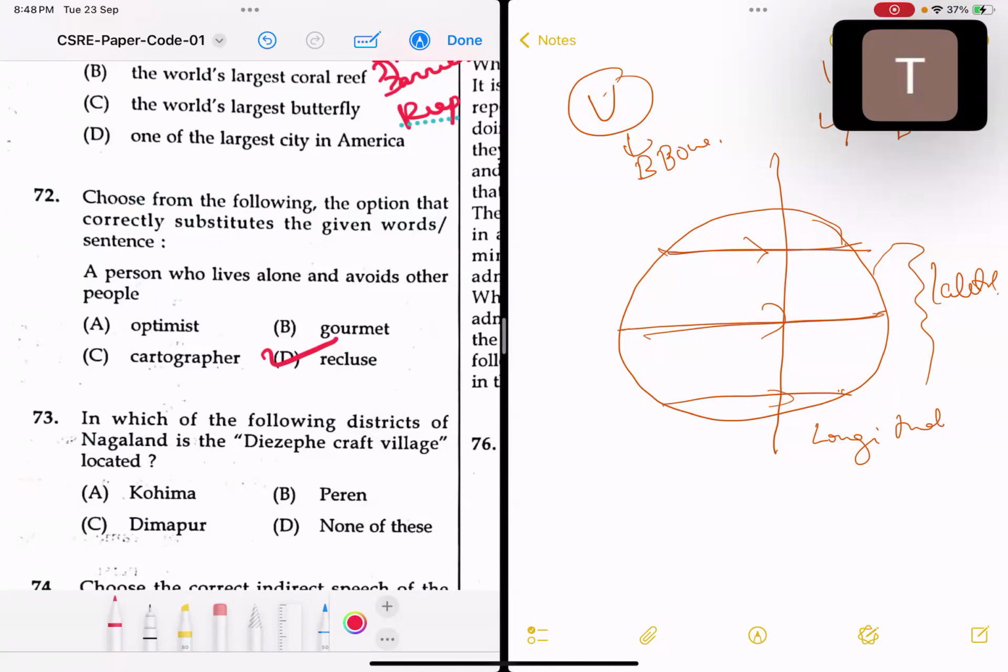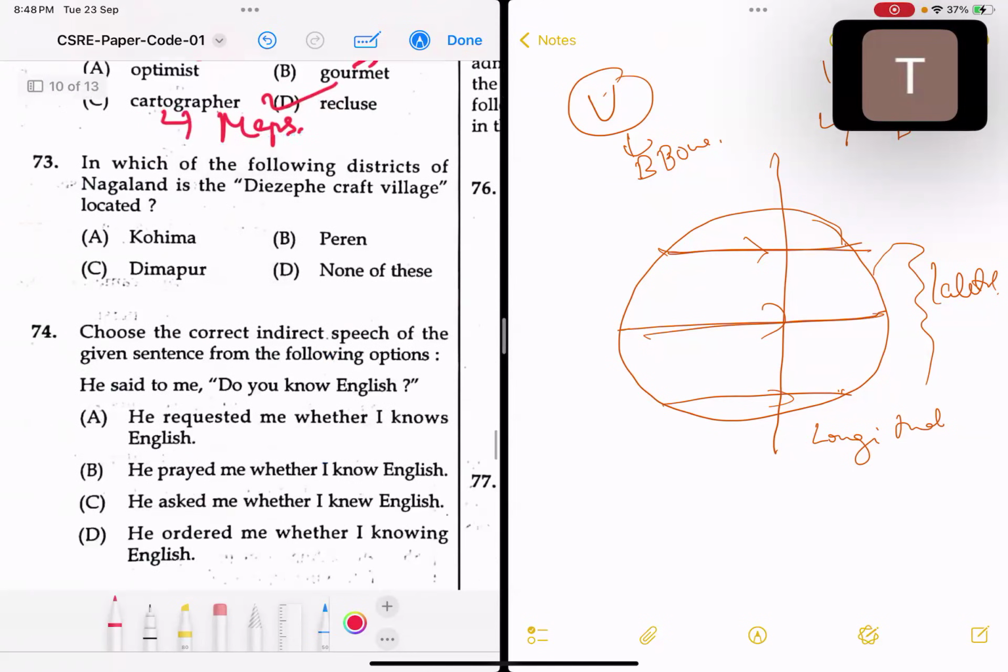Now, if you look at the other options, an optimist is someone who thinks positively, right? Or whose outlook or perspective towards life is positive. So that is an optimist. When we say gourmet, it simply means someone who knows a lot of things about food, okay? Who has a lot of knowledge about food. That is a gourmet. And when we say a cartographer, it simply means a person who makes maps, okay?